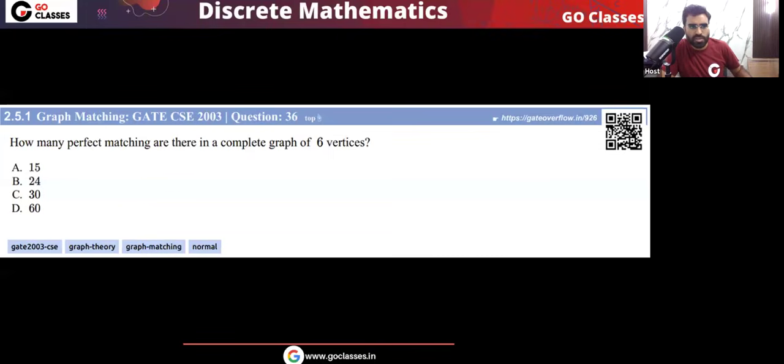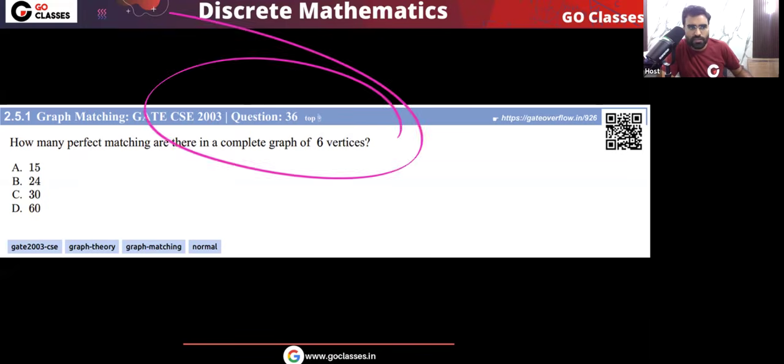Let's solve GATE 2003 question. How many perfect matchings are there in a complete graph of 6 vertices? So a complete graph of 6 vertices. Remember, complete graph means every 2 vertices are adjacent. Between every pair of vertices, there is an edge. Okay, that is your complete graph.